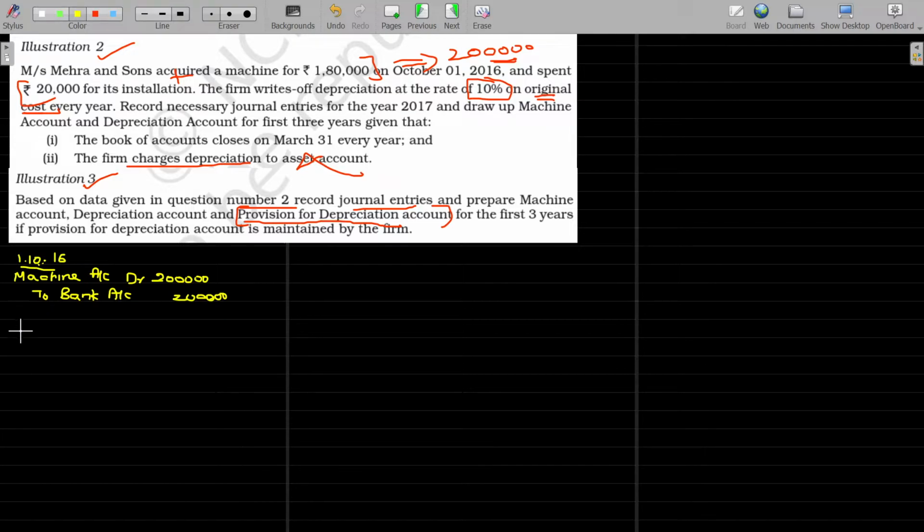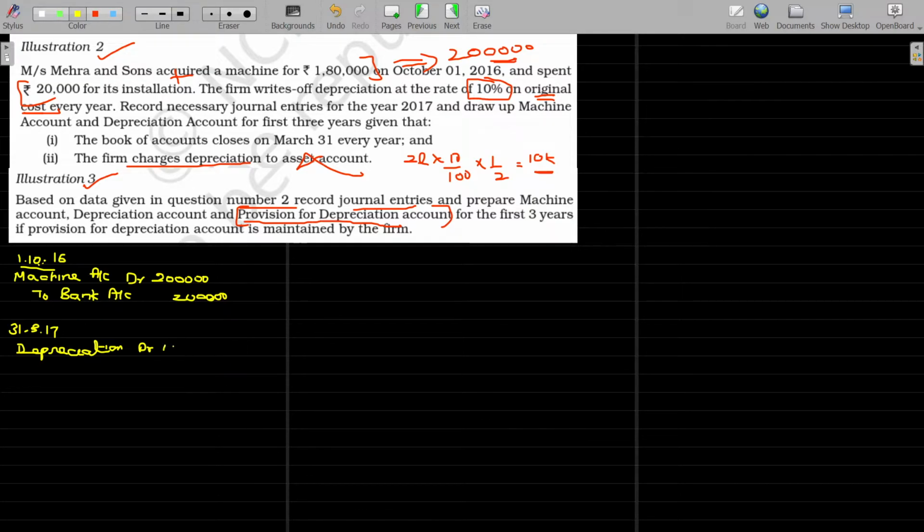By the year end, 31st March 17, depreciation will be provided on this. Depreciation only for half year, because it's purchased on 1st October, so 1st October to 31st March is only half year. 2 lakhs into 10% for half year you have to calculate. This value being 10,000.